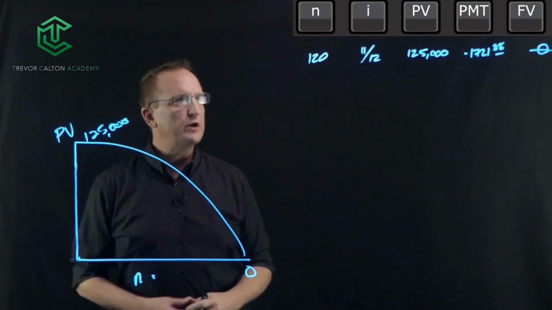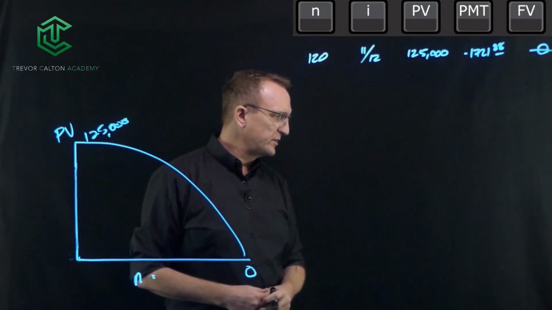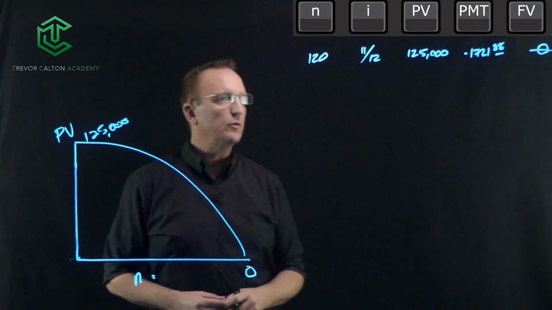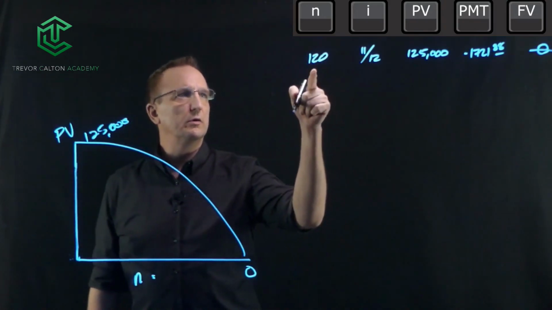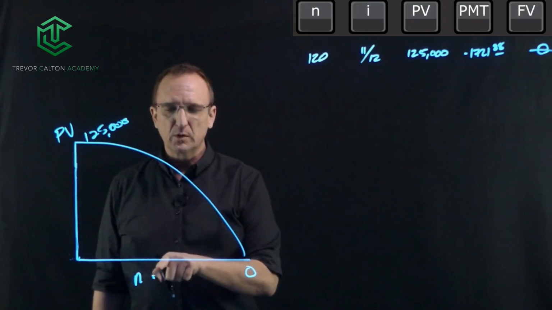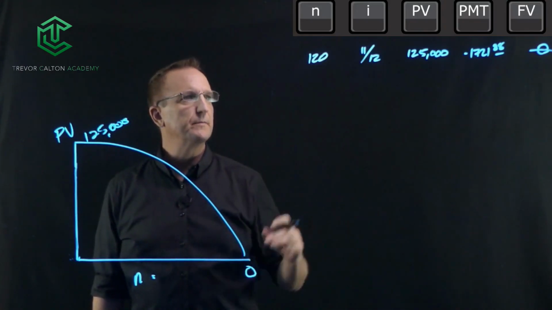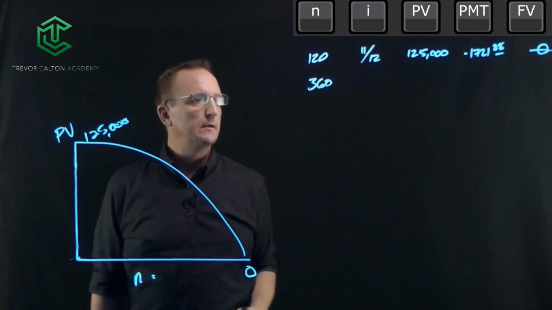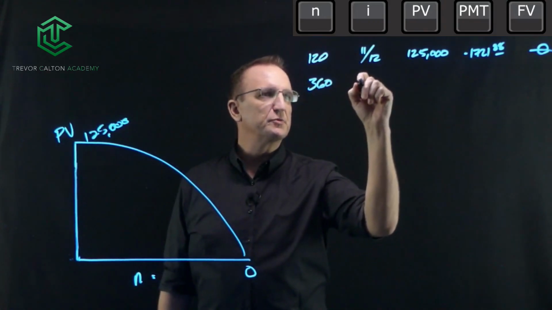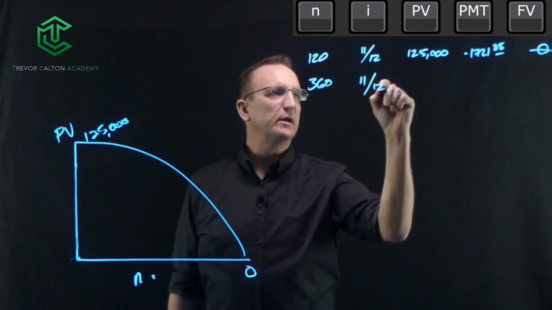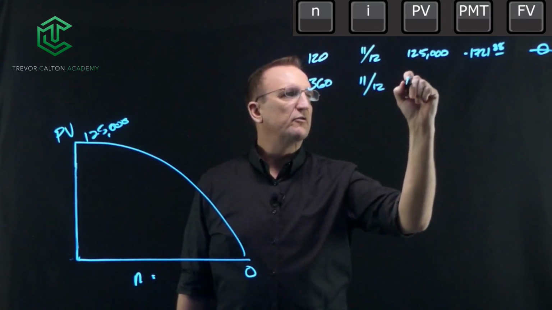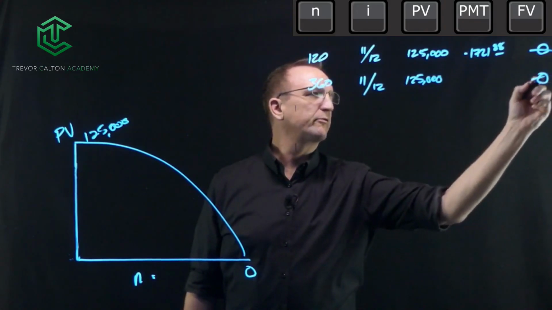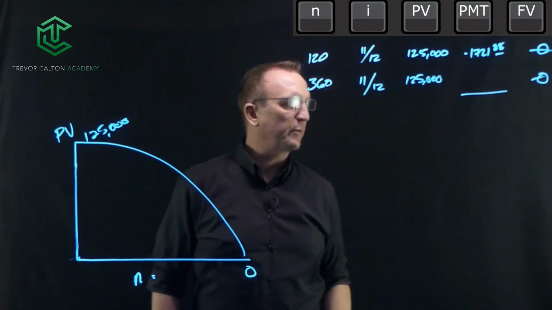The second part of the question says, well, what if this was a 30-year loan? Then what would be the payment? So same thing, we would change our time from 10 years to 30 years, so that 30 times 12 would be 360 months. Same thing on the interest rate, 11% divided by 12, $125,000 present value, 0 for the future value, solving for payment.